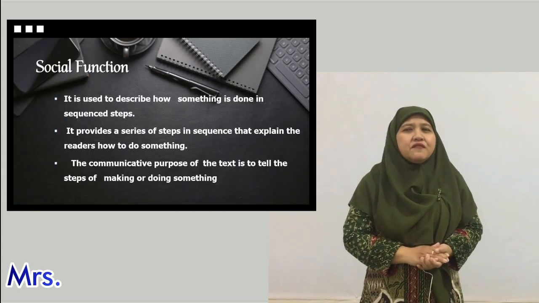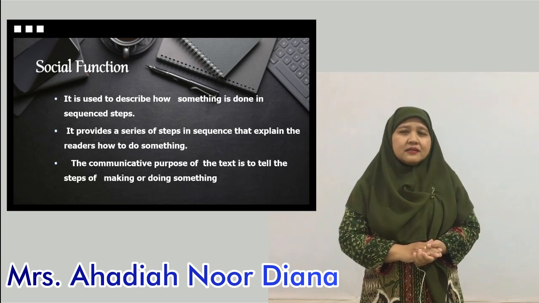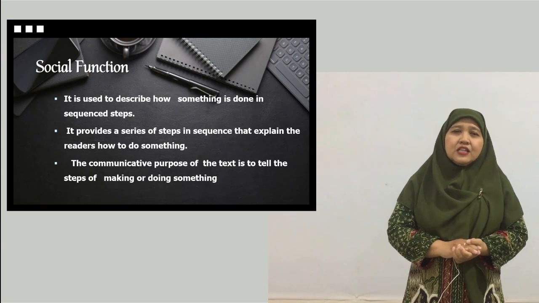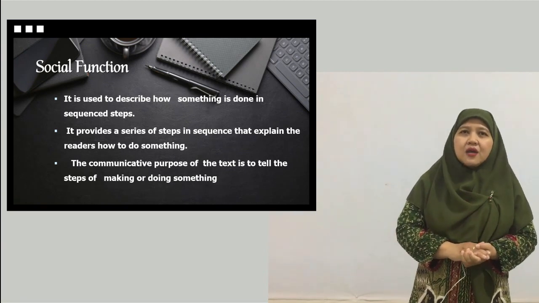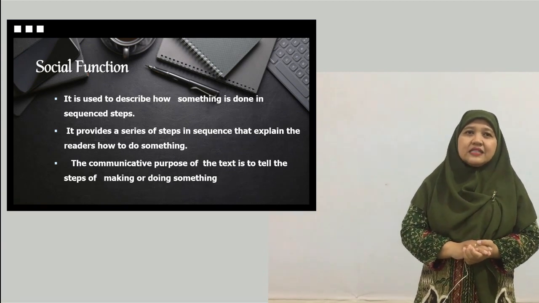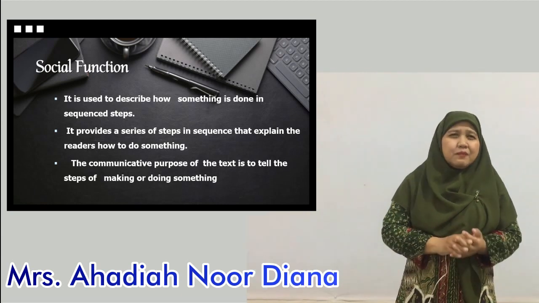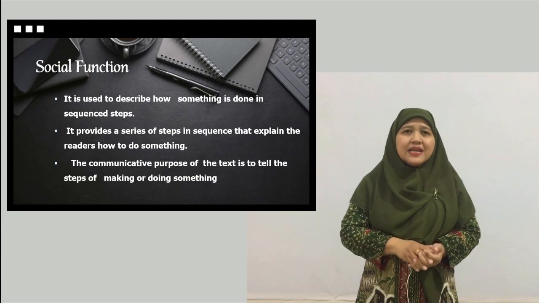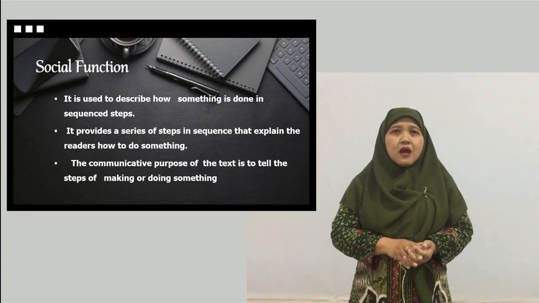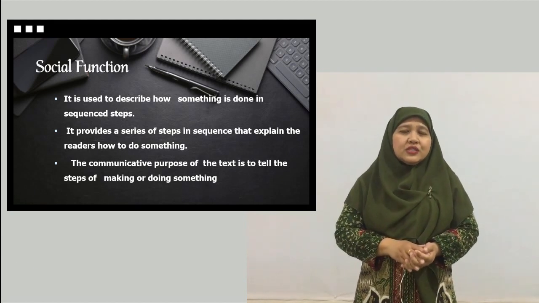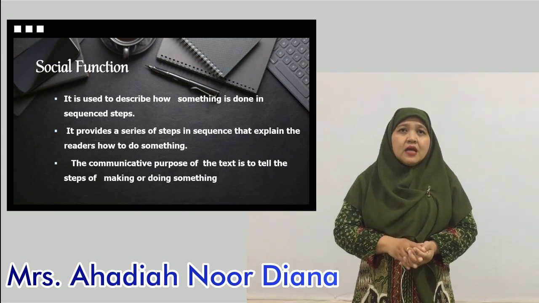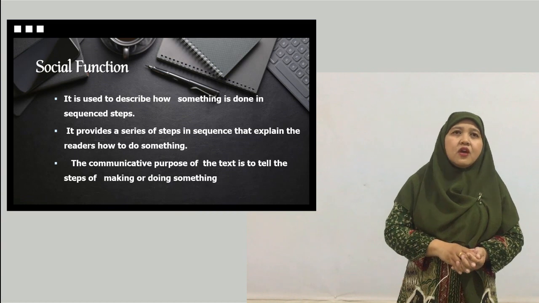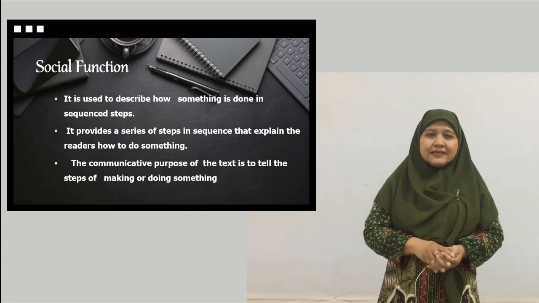What is the social function of procedure text? The social function of procedure text is to describe how something is done in sequence steps. It provides a series of steps in sequence that explain to the reader how to do something. The communicative purpose of the text is to tell the steps of making or doing something.